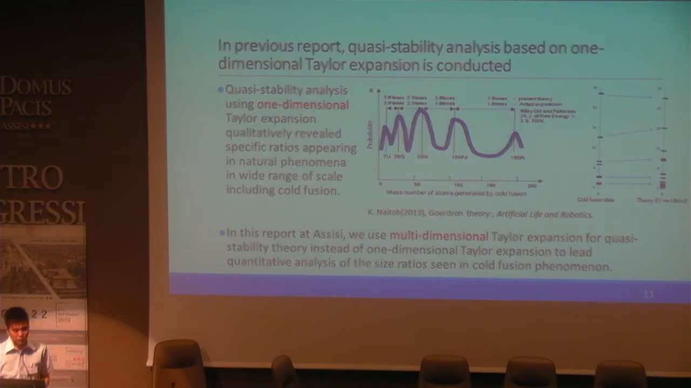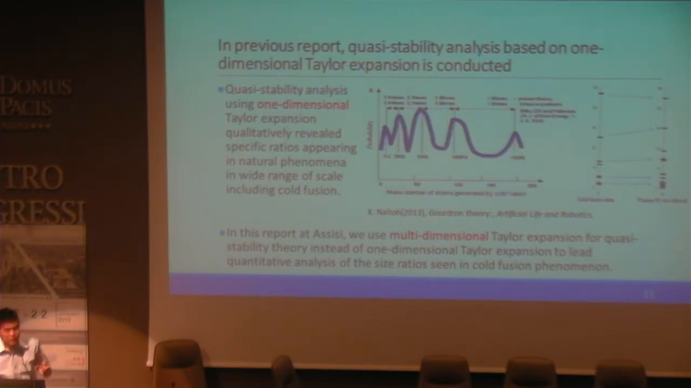In previous report, quasi-stability analysis based on the one-dimensional Taylor expansion is conducted. Quasi-stability analysis using one-dimensional Taylor expansion qualitatively revealed specific ratios appearing in natural phenomena in wide range of scale, including cold fusion. According to this figure, the ratios revealed by quasi-stability theory based on one-dimensional Taylor expansion lead to qualitative agreement with actual mass ratios seen in cold fusion phenomenon.